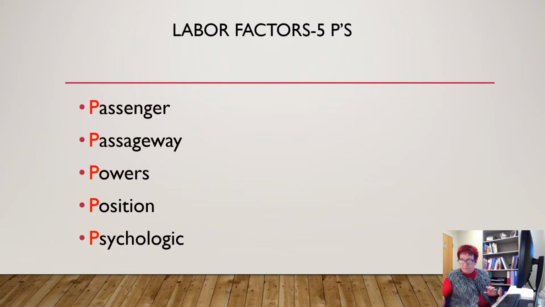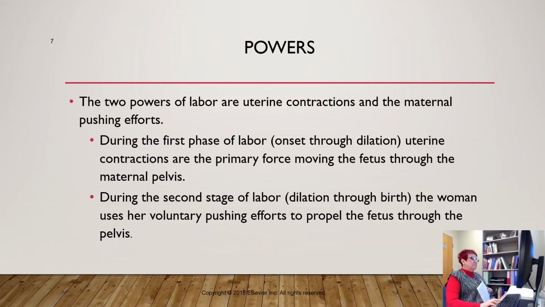So when we're talking about labor, we're talking about the 5 P's. The passenger, of course, is the fetus. The passageway is the birth canal, obviously in the woman's pelvis. The powers are the uterine contractions and then the mother's pushing. The position of the baby is very important as well, whether it's head down and turned the right way. And then the psyche, or psychological state, of the patient is affected by this.